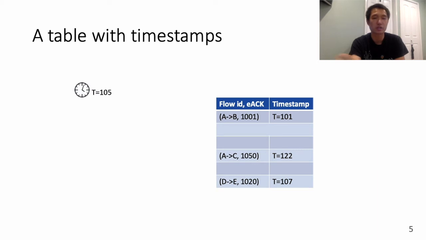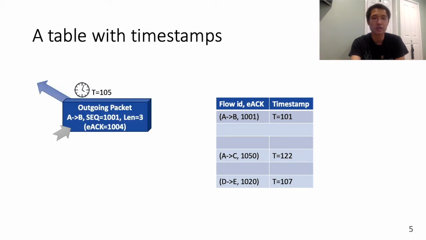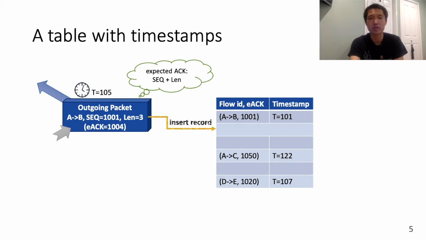When the packet is going out, we can see its flow ID and sequence number, and we see the payload length as well. We can calculate the expected ACK number, or EACK, by adding the sequence number and the payload length. Now, we'll try to insert this record into the table. We just write down the flow ID, the EACK number, and the current timestamp.